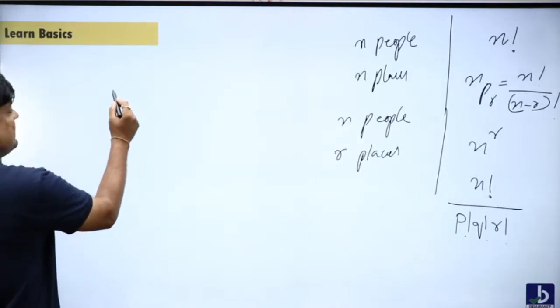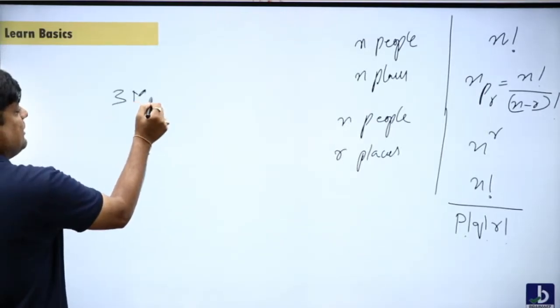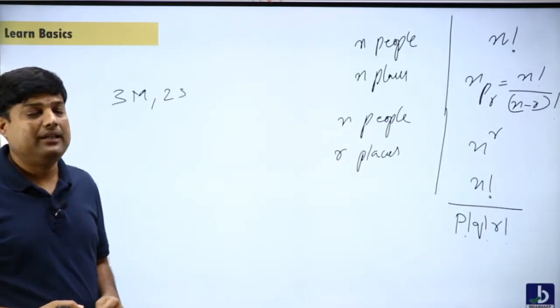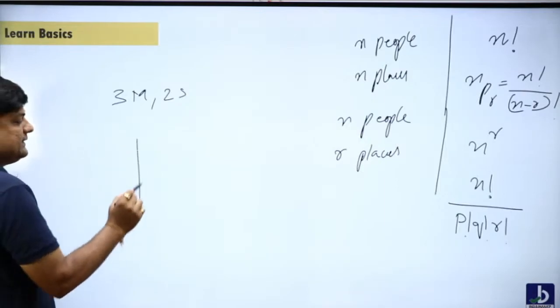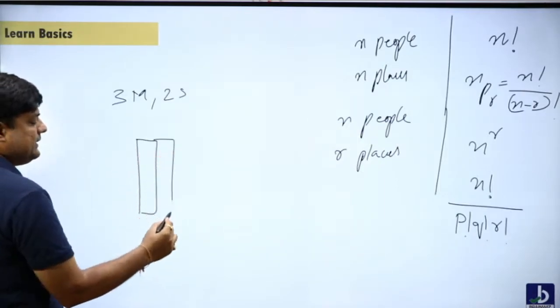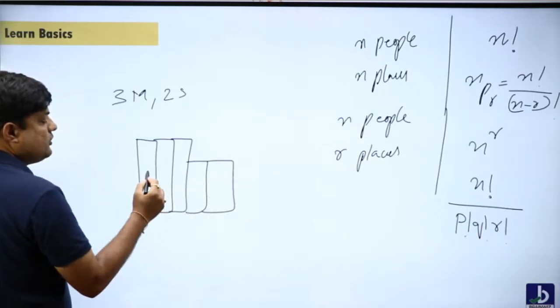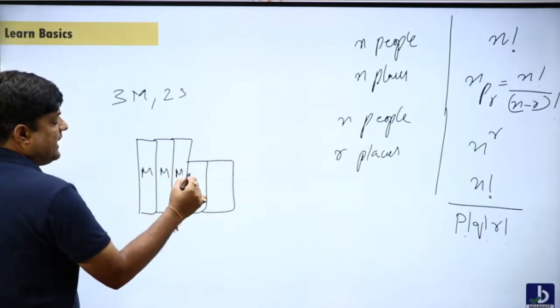For example, have a look here. He told you there are 3 mathematical books and 2 science books. Remember everybody, there are 3 mathematics books and 2 science books, for example. So in how many ways can we arrange them?